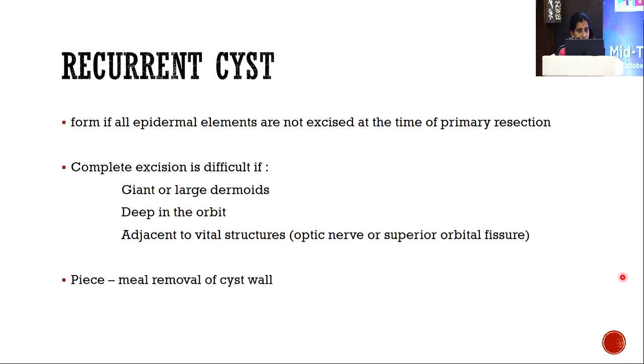Coming to recurrent cysts, they form if any of the epidermal elements are not excised at the time of primary resection. But in some cases, complete excision is very difficult, in the case of giant or large dermoids, or dermoids which are deep in the orbit or adjacent to vital structures like the optic nerve and superior orbital fissure. In such cases, if there is any rupture, piecemeal removal of the cyst wall must be done to prevent recurrence.